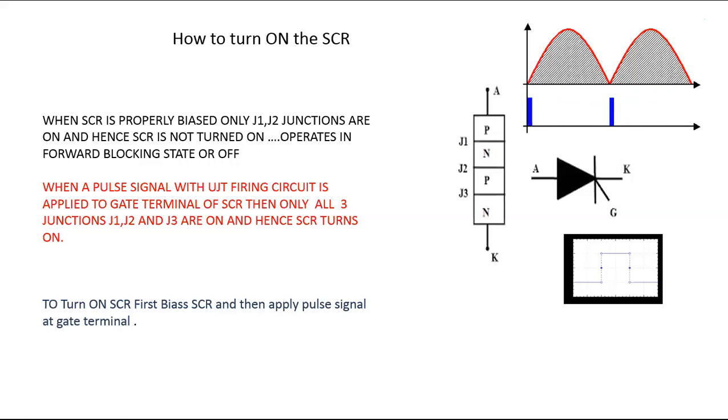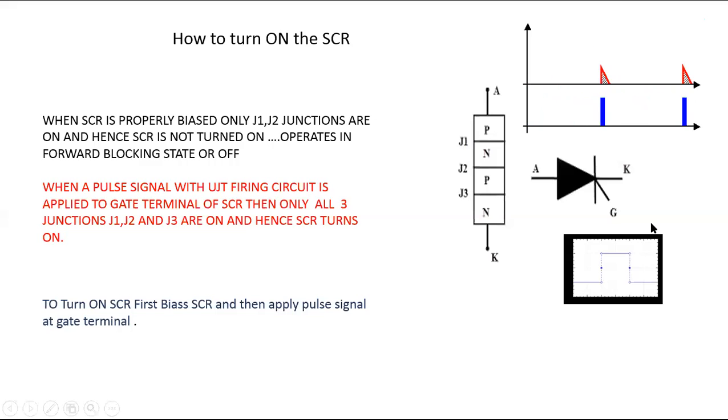firing angle. The angle at which a gate terminal is given the pulse is also called the firing angle. So in simple terms, we can say the firing angle is nothing but the angle at which SCR is turned on. If the firing angle value is minimum, maximum power is transferred to the load. Remember this point. In second unit we come across this one.